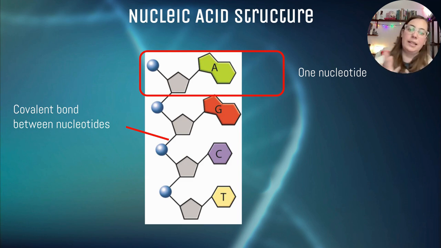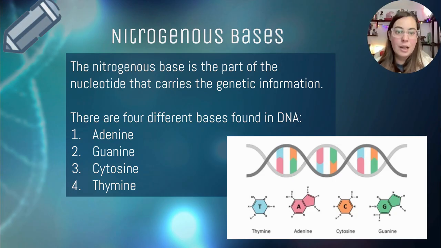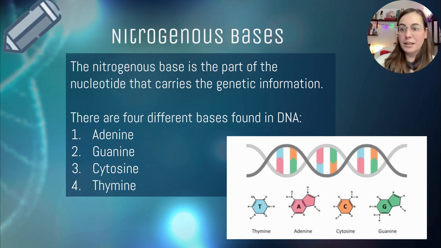We have our bases sticking out to the side. Our nitrogenous bases are the part of the genetic information that is the code. The sugar and phosphate never change. It's deoxyribose and it's phosphate. The nitrogenous base is the part of the nucleotide that has that genetic information. The order of the A's, T's, C's, and G's is where we get our code to build different things. The four bases found in DNA are adenine, guanine, cytosine, and thymine.